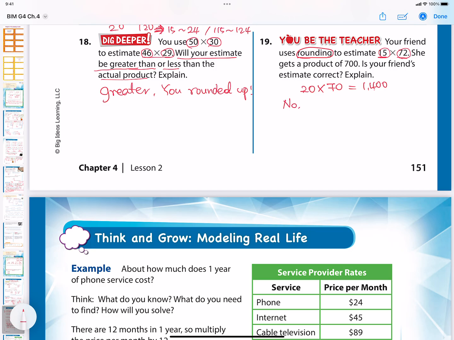Okay, and this is the explain. 20 times 70 is 1,400, not 700. All right. So in math, sometimes, not all the time, a number sentence can be the explanation. Okay, number sentence. That's why we call it number sentence.